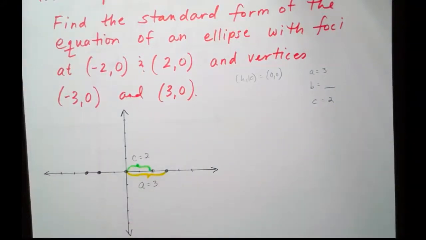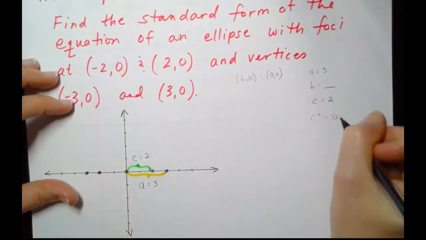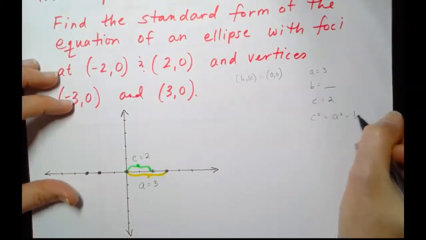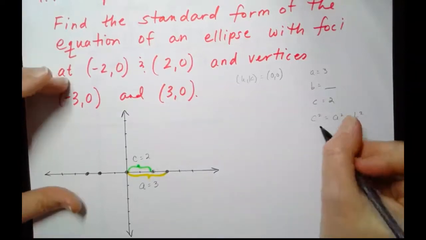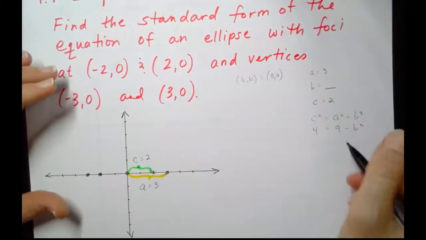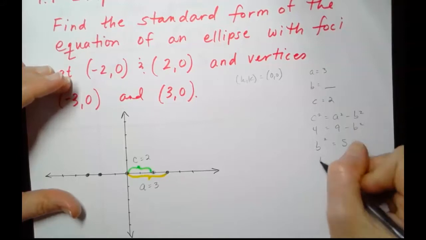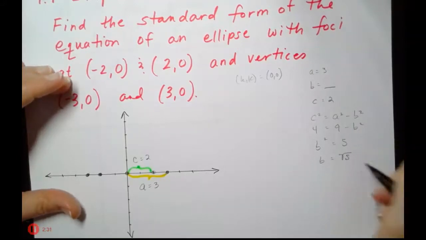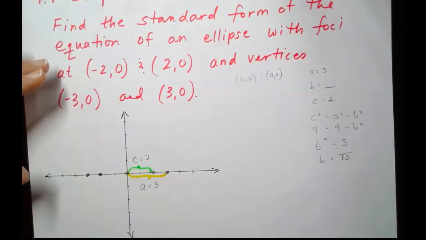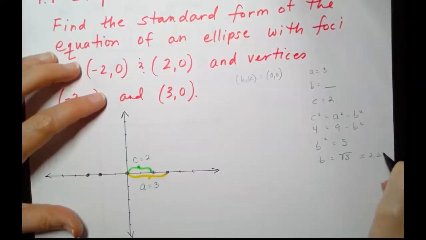Now, I do know a relationship of A, B, and C within the ellipse. Within the ellipse, C squared is equal to A squared minus B squared, not a Pythagorean relationship here. So 4 equals 9 minus B squared. So B squared equals 5. Therefore, B is root 5. So the square root of 5 is approximately 2.23.